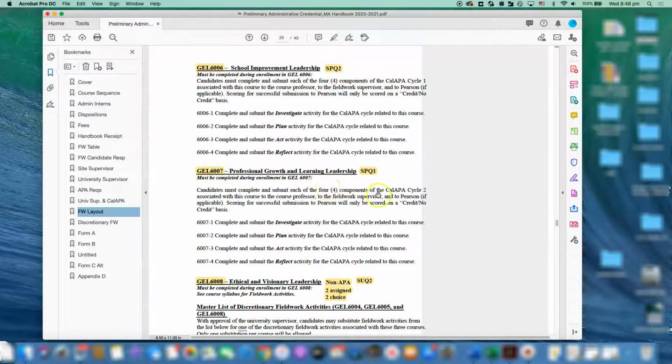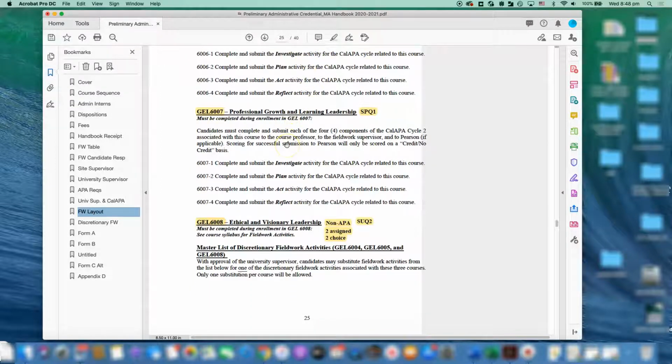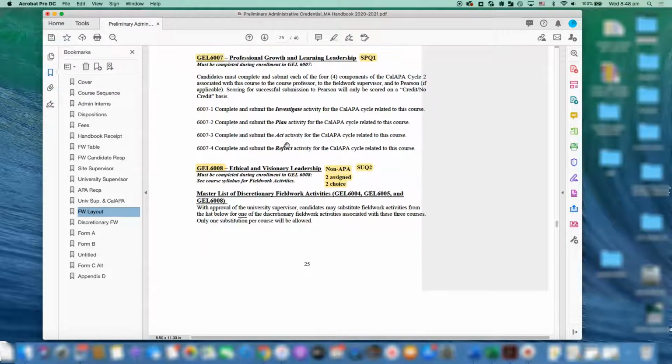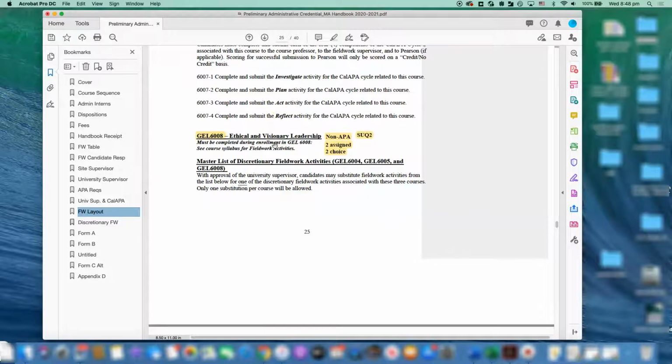6007 is first in spring quad 1, and that's cycle 2, and then you do cycle 1 if you come in that order, but you can come in actually any quad you would like to and jump in wherever you would like.